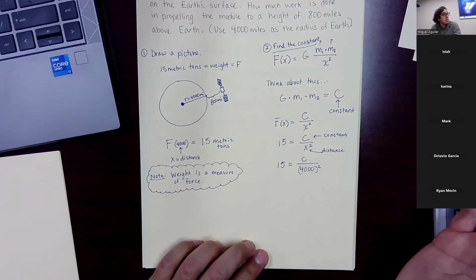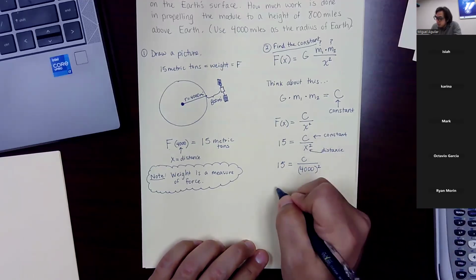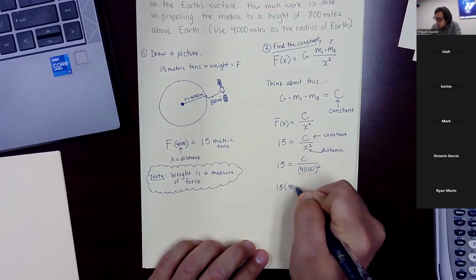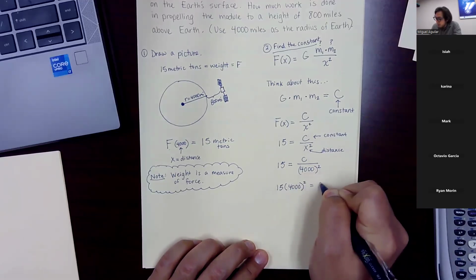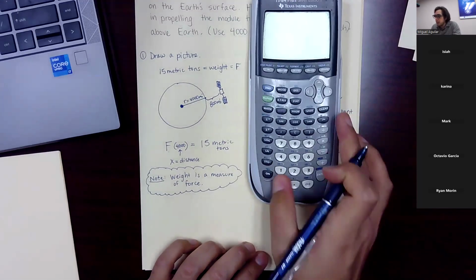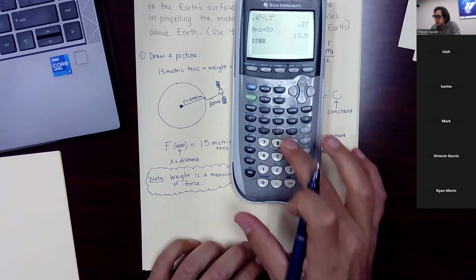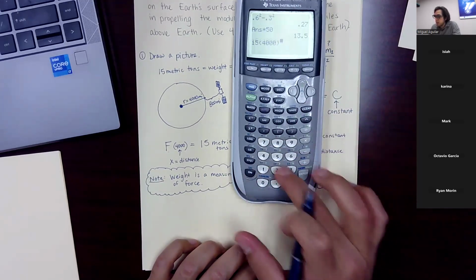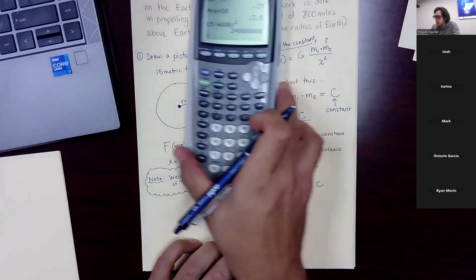4,000 squared, whatever it happens to be, right? Exactly. So I'm going to do 15 times 4,000 squared, and that's going to be equal to C. And that's going to be some ungodly number, I think. 15 times 4,000 squared. It's this number, okay?